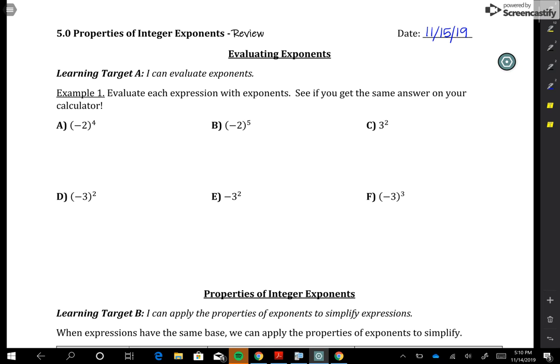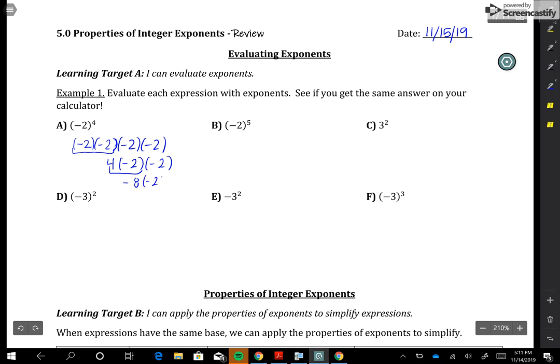Example 1 says evaluate each expression with exponents. See if you get the same answer on your calculator. So letter A, we have -2 to the 4th power, which means anything to the 4th power is being multiplied by itself 4 times. So that's essentially -2 times -2 times -2 times -2. If we just work left to right, -2 times -2 gives me a +4. Then 4 times -2 is -8. And when I take that times a -2, I get +16.